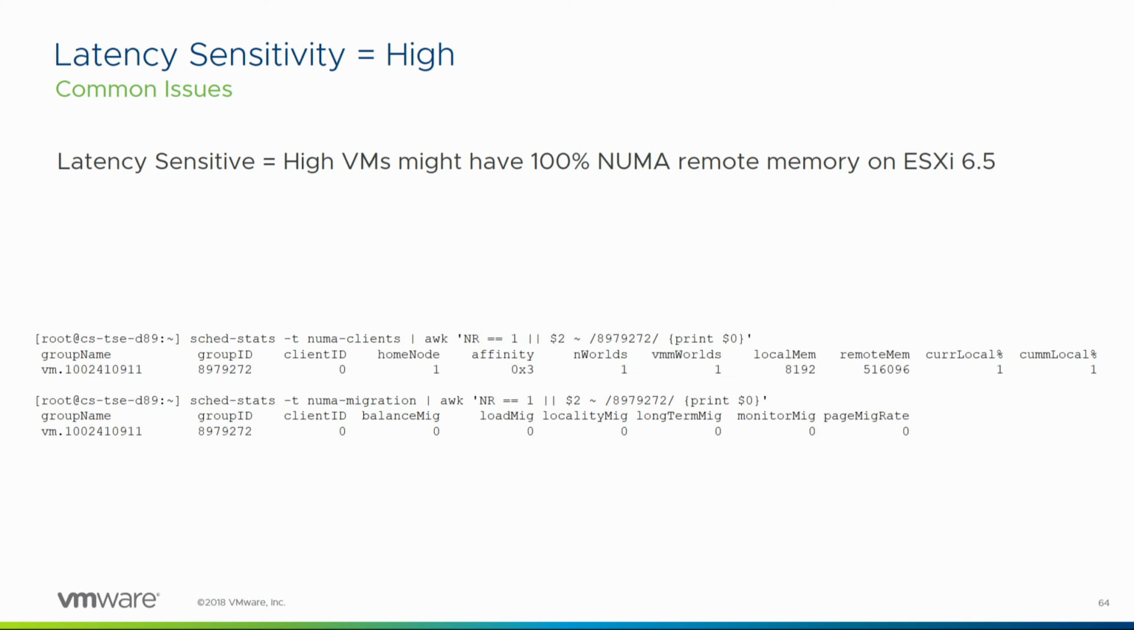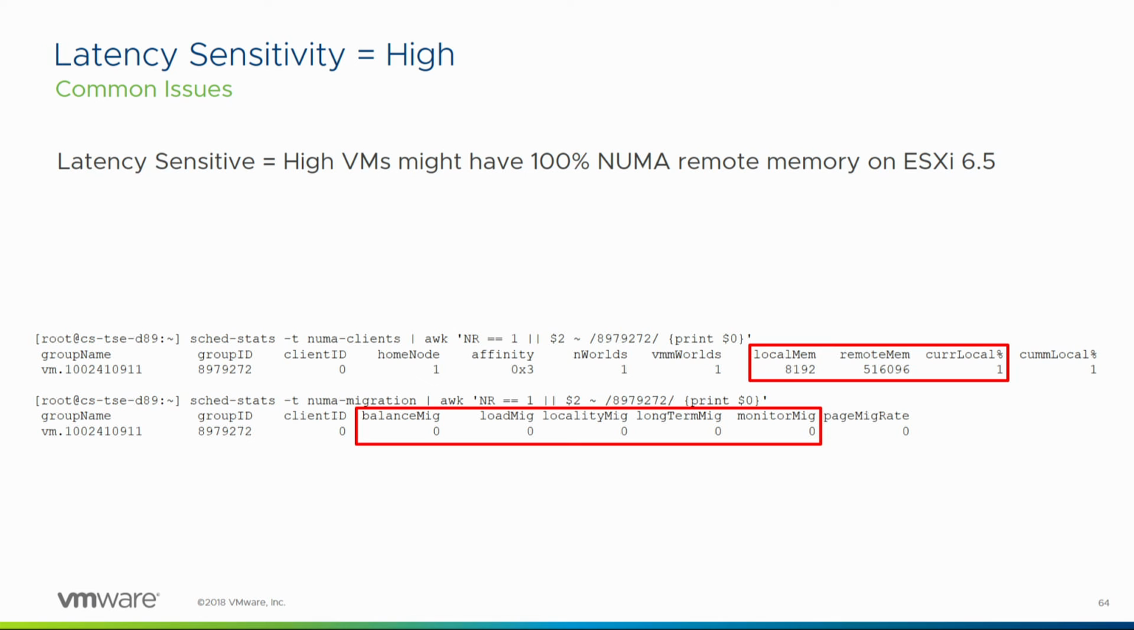So this is something that only recently bubbled up. If you use 6.5 and latency sensitivity, the VM might start up with 100% NUMA remote memory. So what we're doing here is looking at esxtop stats, at NUMA clients and NUMA migrations. What you see here is about 8 megabytes local memory, and about 512 megabytes remote memory. So basically it's 1% locality. Now, when you look at the number of NUMA migrations, they're all 0.